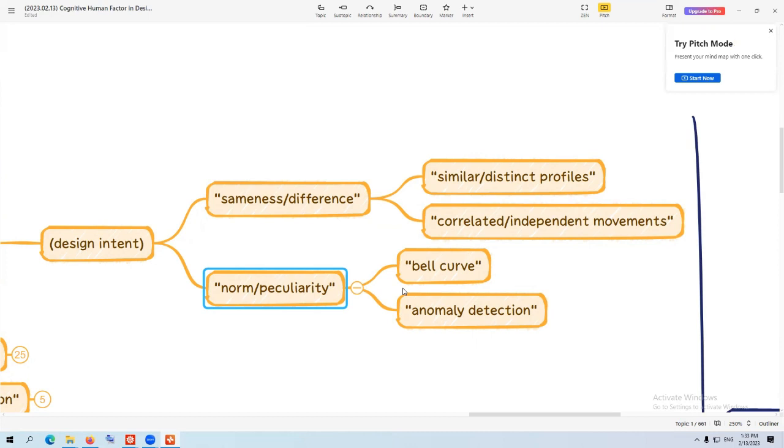So the design intent here is to communicate the sense of norm. You know what norm means, right? Norm, peculiarity. And for this, I'm just going to give you two words that tend to work. One is called bell curve. Bell curve, I guess from statistics you understand, tells you where most everybody is and who is outstanding.